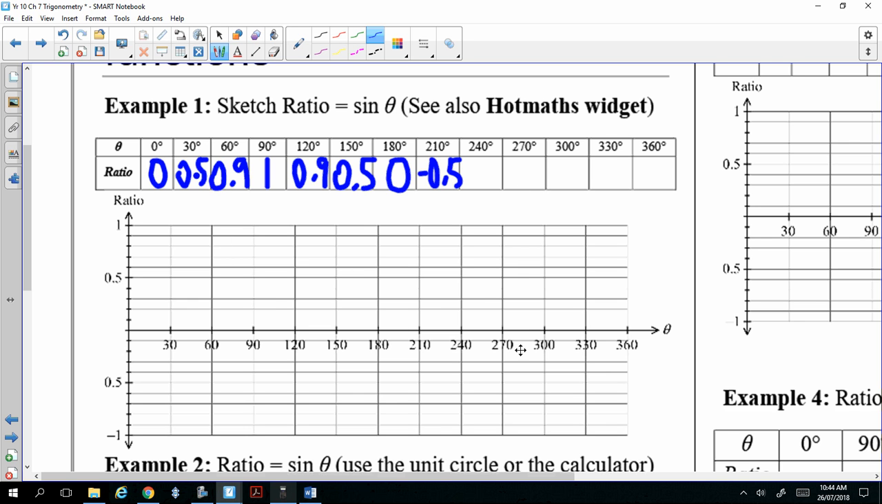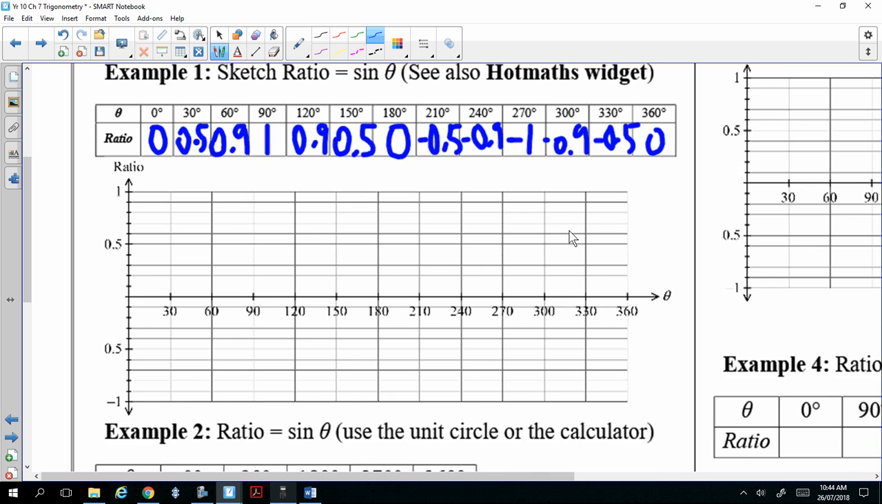Okay, let's continue. Negative 0.9, negative 0.1, negative 1, negative 1, negative 0.9, negative 0.5, 0 again. Okay, let's plot the points. So you get these points, 0, 0.5, 0.9, and 90. So you get a graph like something like this, right? If you plot the points, you start to get a picture.